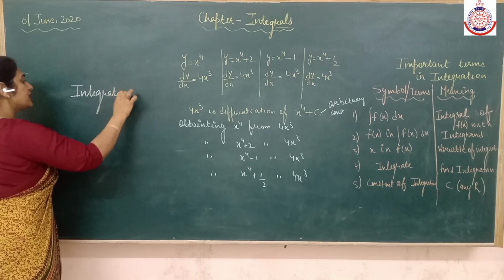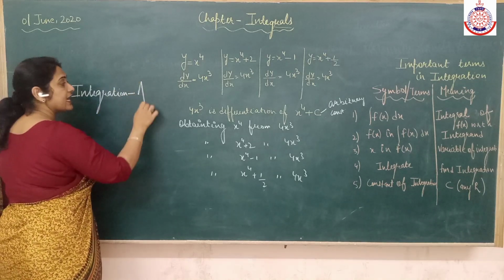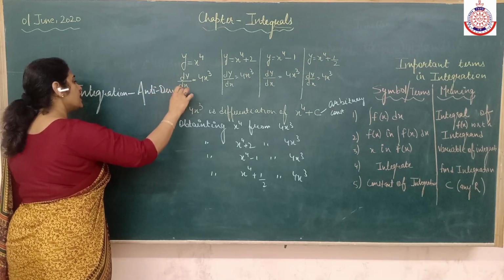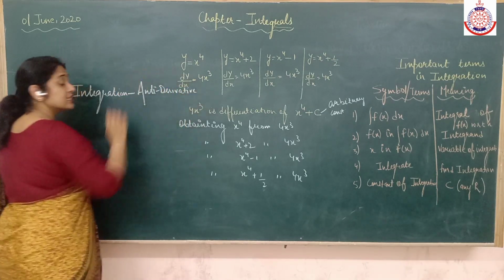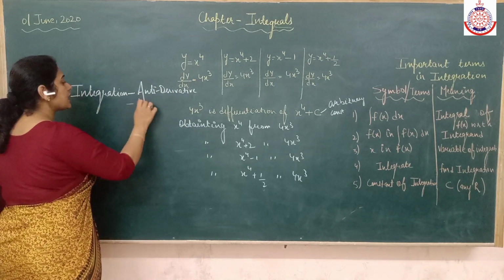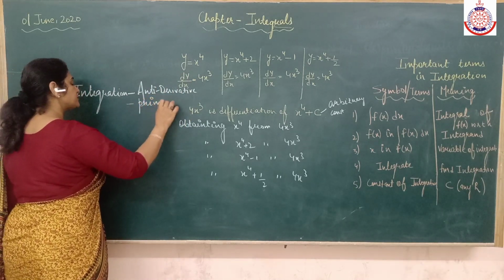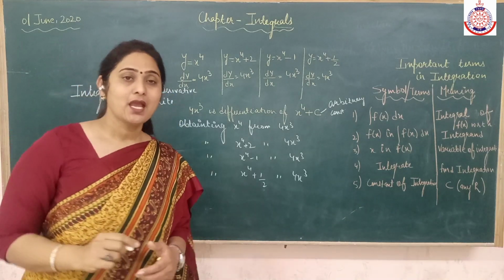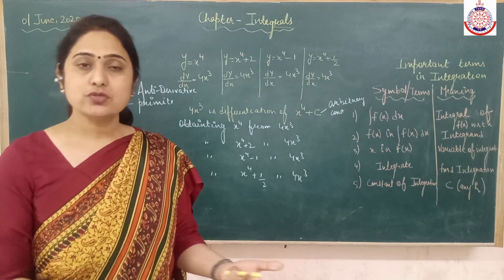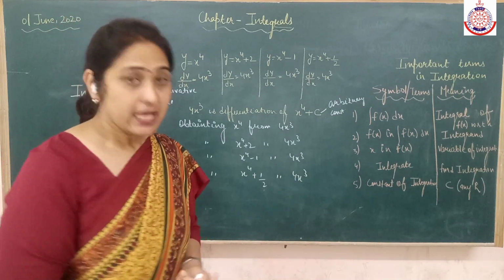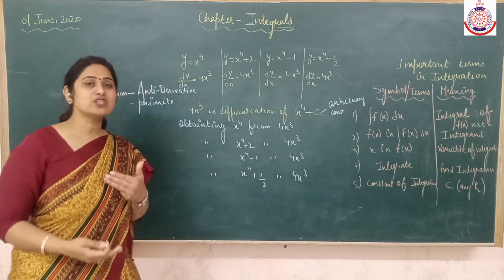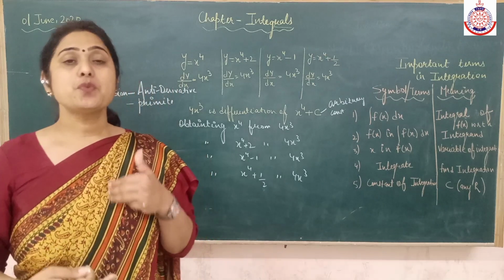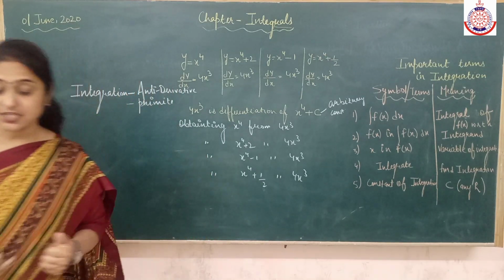So the other name of integration is antiderivative, or we say primitive. These two names you also need to keep in mind. It should not happen that they say find the antiderivative and you start thinking, what's antiderivative? That's the name of integration, because it is a reverse process of differentiation.